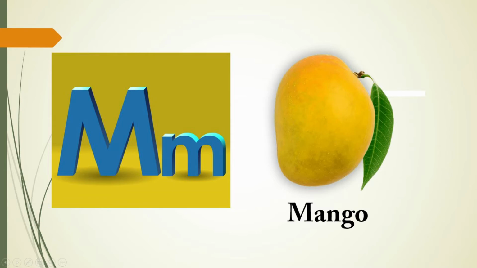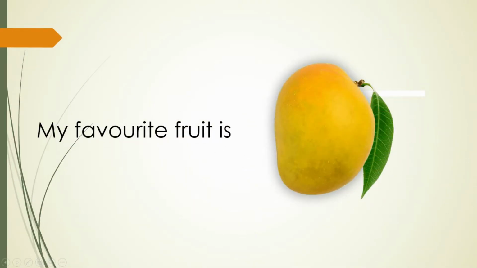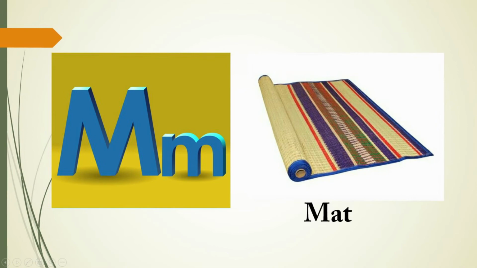We have a sentence. My favorite fruit is ma, ma, mango. Next, this is a mat. M for mat. Ma, ma, mat.